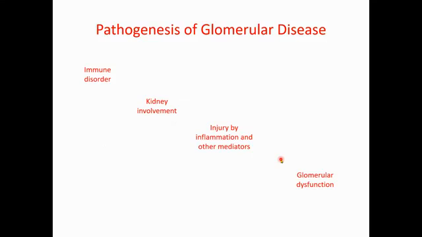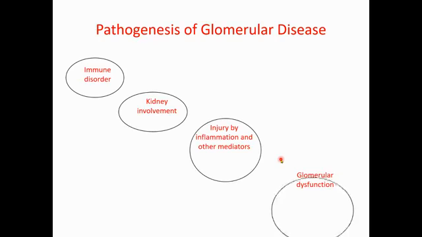Pathogenesis of glomerular disease: it is an immune disorder which involves the kidney, and injury by inflammation or other mediators leads to glomerular dysfunction. This is the sequence of the pathology. First there is some immune disorder which involves the kidney and leads to inflammatory or complement activation, and ultimately it injures the glomerular basement membrane, that is the epithelial layer, endothelial layer, or the basement membrane itself, and leads to proteinuria, hematuria, or abnormal constituents of the blood passing into the urine.